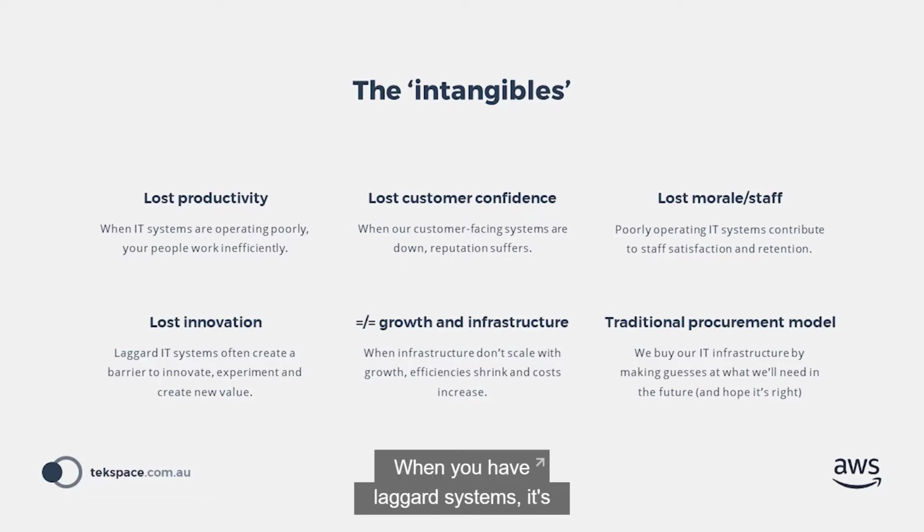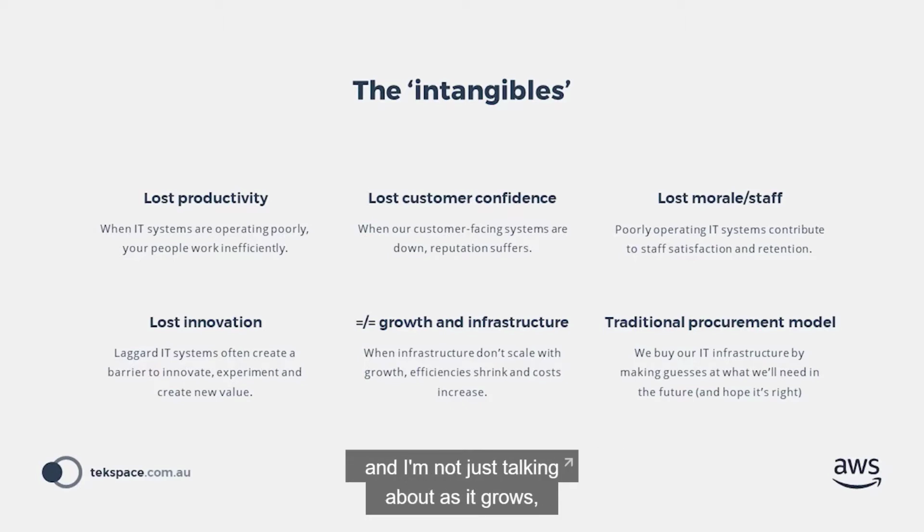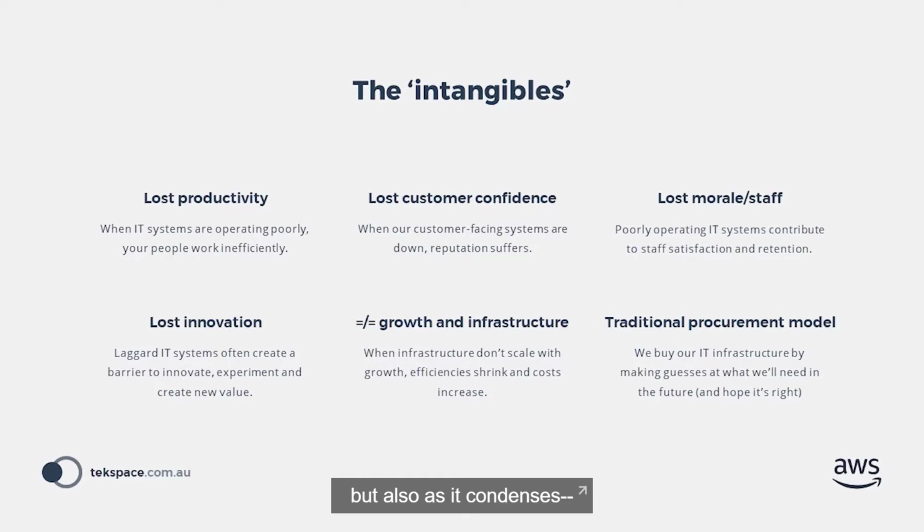When you have laggard systems, it's really difficult to have a culture of innovation, and this is something that AWS talks a lot about in their own ethos and their own principles. But it's difficult to create new things, find new value, and find new opportunities in technology. When your infrastructure doesn't scale with your business, and I'm just talking about as it grows, but also as it condenses, there's a cost to that as well.